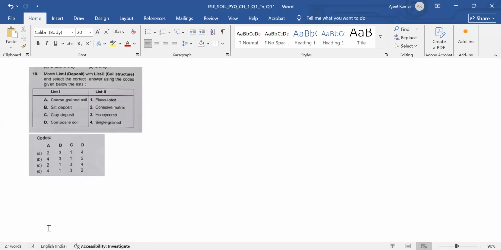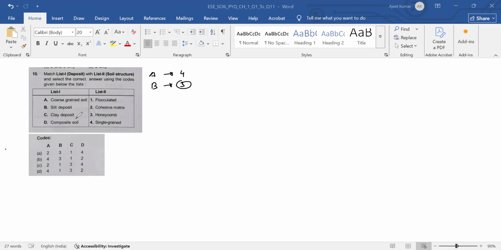Question number 10. List 1 deposits, list 2 soil structure, and select the correct answer using the code given below the list. Coarse grained soil is single grain, so A will match with 4. Silt deposit is generally honeycomb structure, so B will match with 3.